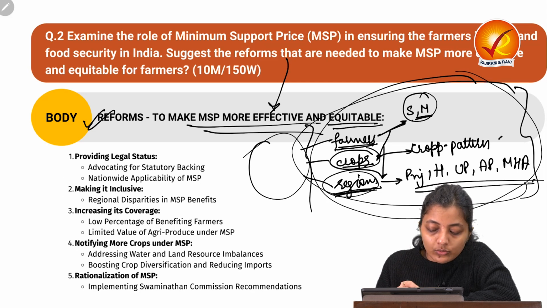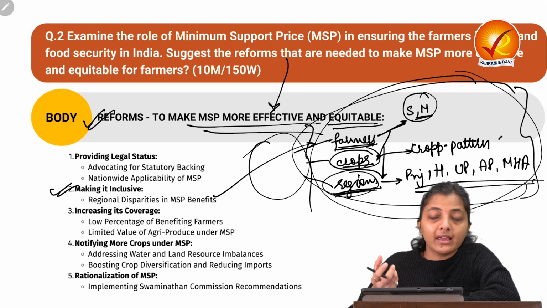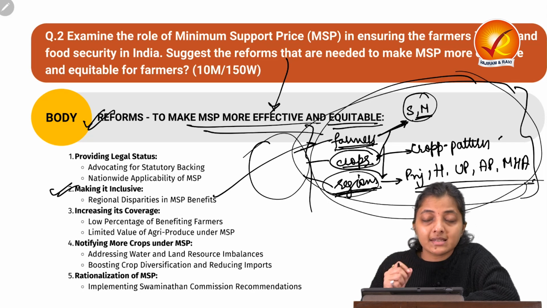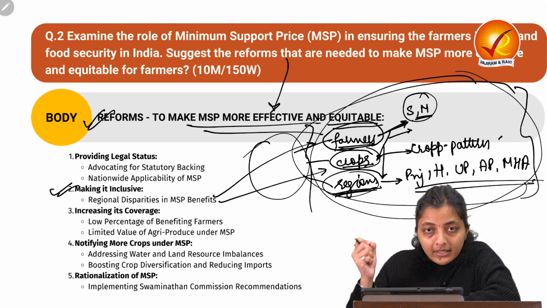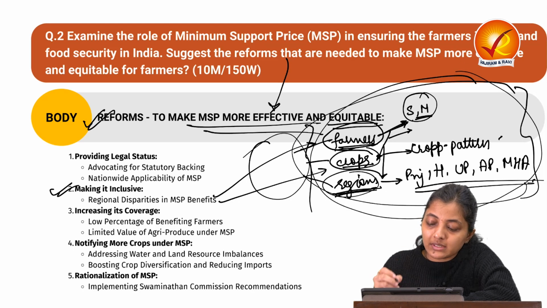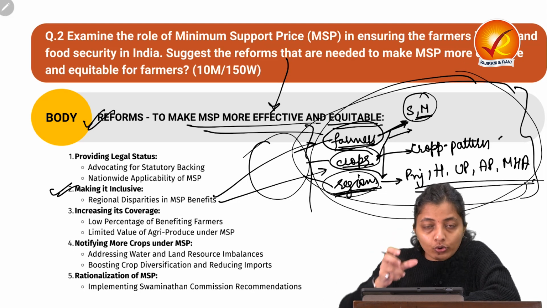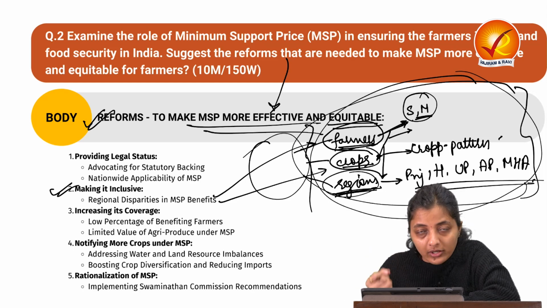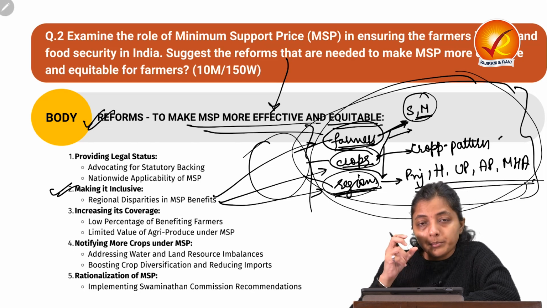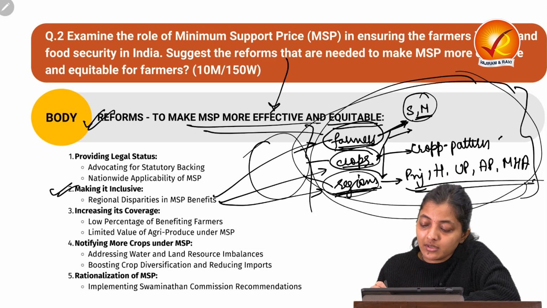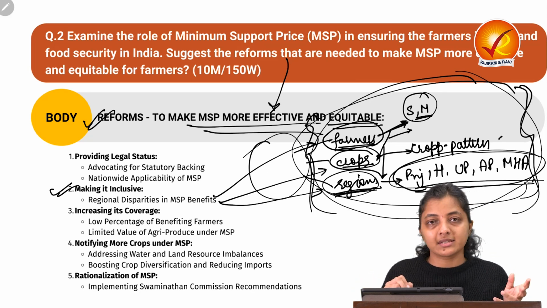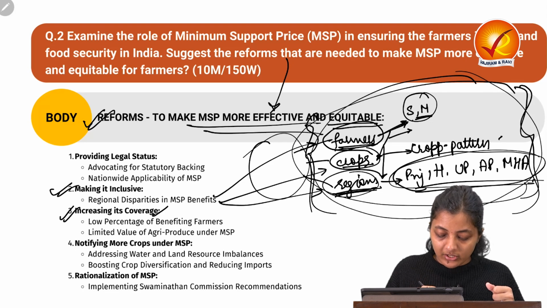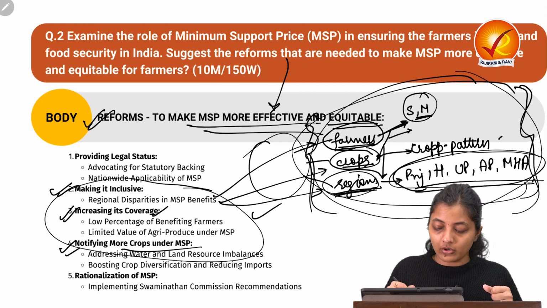We need to make it inclusive, by bringing awareness and information to the lowest level of people also, so that they can also taste the fruits of MSP. With respect to the crops, we need to increase the number of crops under the ambit of MSP, so that crop diversification happens and the monoculture pattern does not distort the land and water resources. We also need inclusivity with respect to the regions. We need to include all regions of India, to make it more inclusive and more sustainable. So we need to increase its coverage. We need to notify more crops under MSP. This we have already discussed over here.